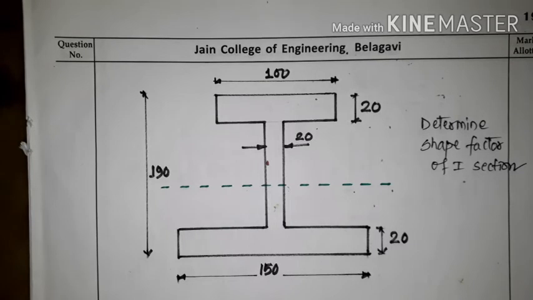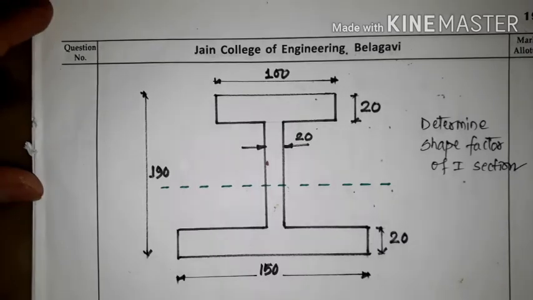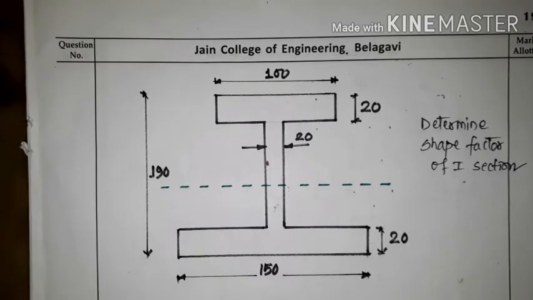So when it is an unsymmetrical I section, the location of the neutral axis and equal area axis will differ. First of all we have to locate the neutral axis for the calculation of the elastic section modulus, then we will shift to the plastic section modulus. So we will do it one by one.